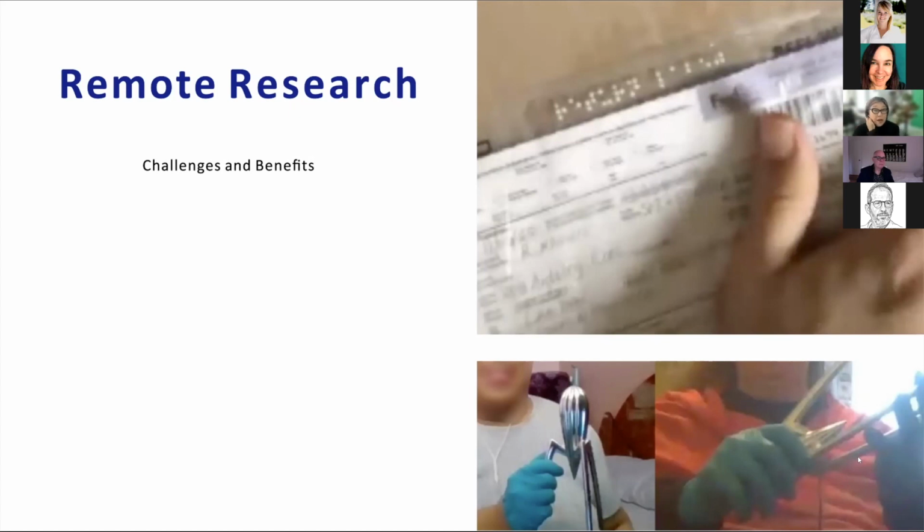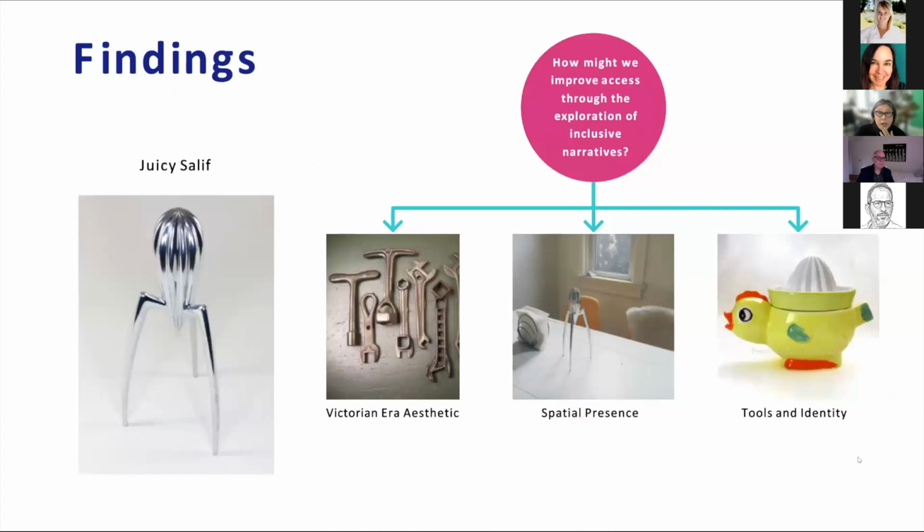If there's time, I'm not too sure if there's time. I'd just like to talk about how their participation really contributed to the results or the findings of my research, which emerged from the thematic analysis. So the findings about the Juicy Salif included inclusive narratives, or even perhaps new narratives, that could be used in material culture studies and museology.